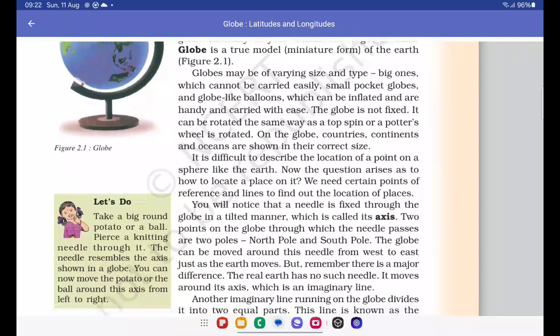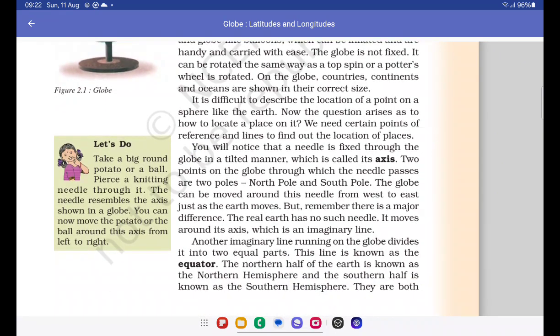Now we'll start from this point. You will notice that a needle is fixed through the globe in a tilted manner, which is called its axis. So what does the axis do? The axis is basically an imaginary line that passes through the Earth's poles and divides it into two equal halves. The two points on the globe through which the needle passes are the two poles, the North Pole and South Pole. The globe can be moved around this needle from west to east just as the Earth moves. So we also know the direction of the rotation of the Earth, right? It is from west to east.